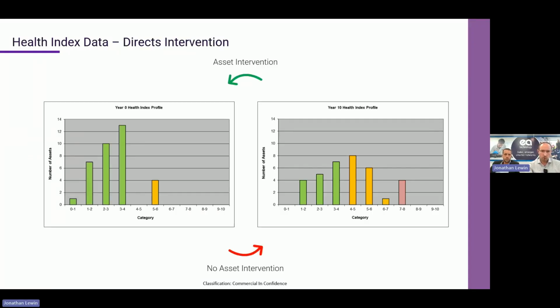So here are 2 graphs taken from a profile. The one on the left is the 0-year profile, so that's the current profile based on your results to date. In 10 years' time, the expectation is that that profile will degrade and will naturally move to the right-hand side image. You can see there's more oranges in there, more reds, which are costly exercises to fix. So if we don't do any intervention, that's what happens.